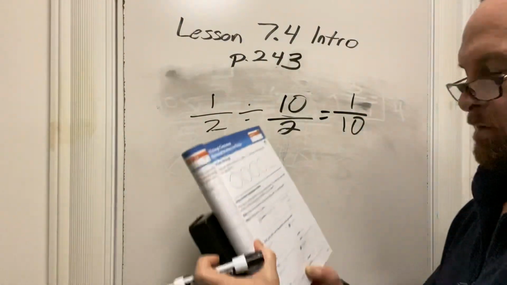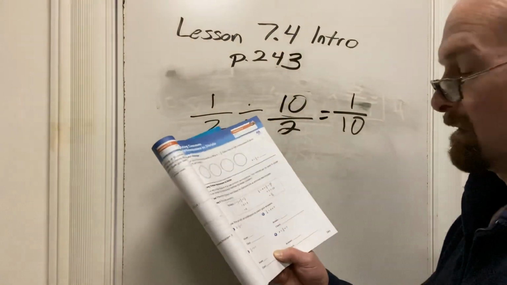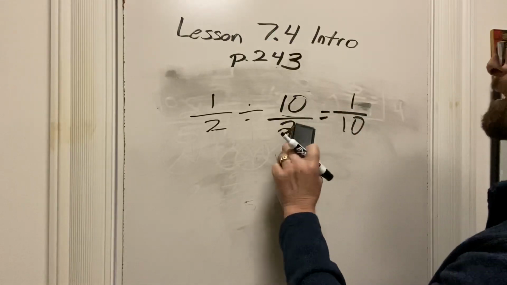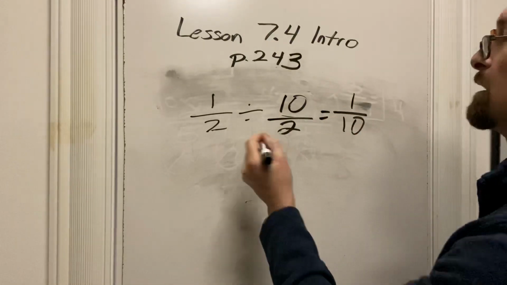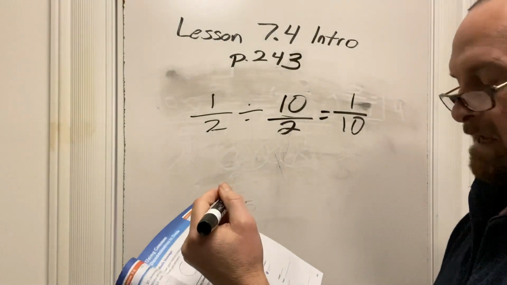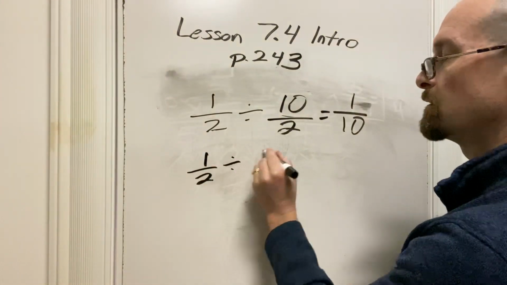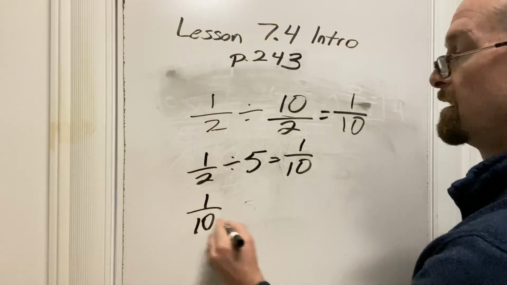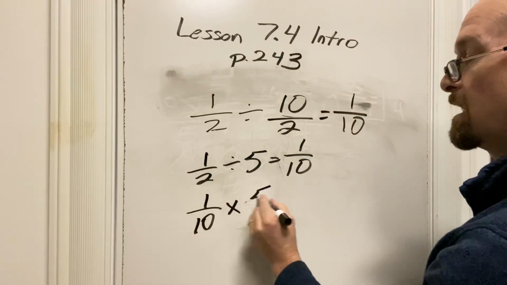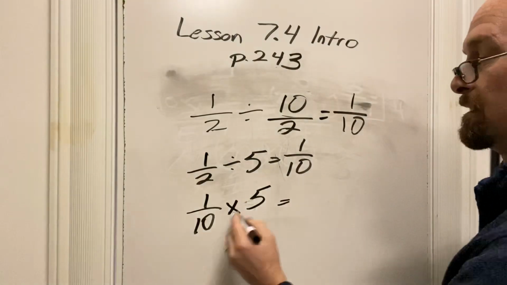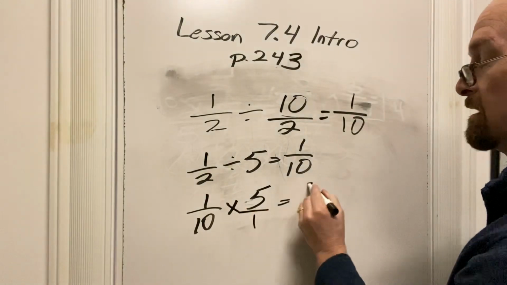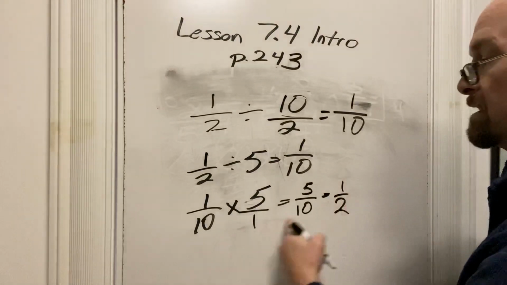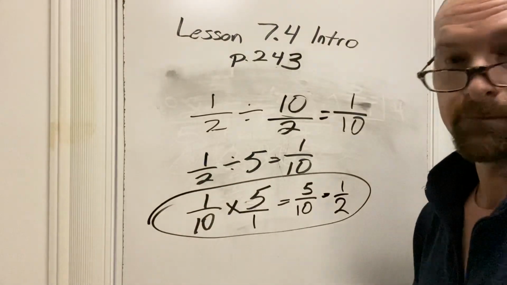There you go. Oh, by the way, where it says check, basically it just means you do the reverse thing. Do your answer times this. So this was a half divided by 5 equals 1/10. To check it, I would start with my answer, a 10th. I'd multiply it times 5 and see if I get a half. A 10th times 5 is 5/10. Guess what? That equals a half. So this is what you write for the check part.